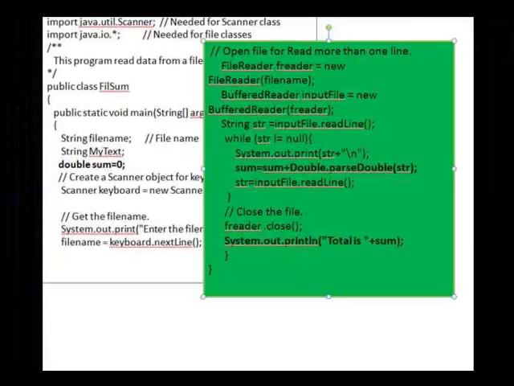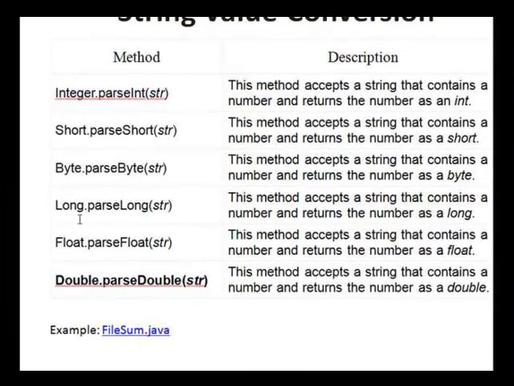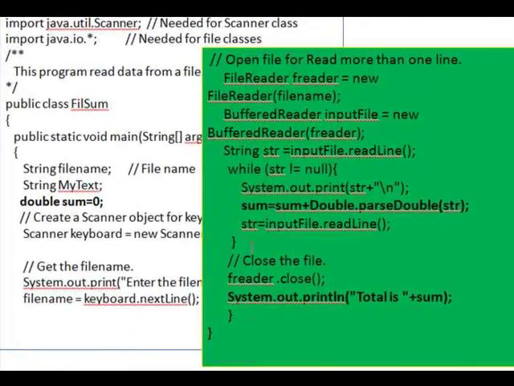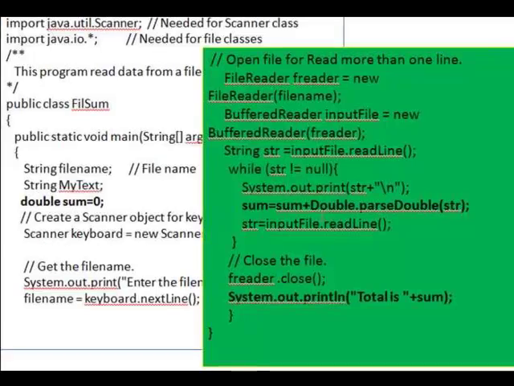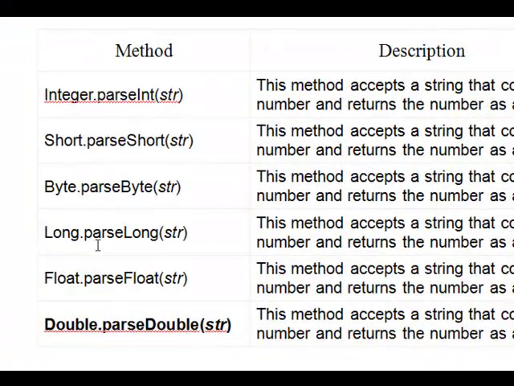Now if you notice on your book page 222, we have the different methods of parsing. If you remember in the example we used Double.parseDouble of my string and put it in the sum. We use this example. For any other number type such as float, long, byte, short, or integer, we can use any of these methods to convert a string to a number.